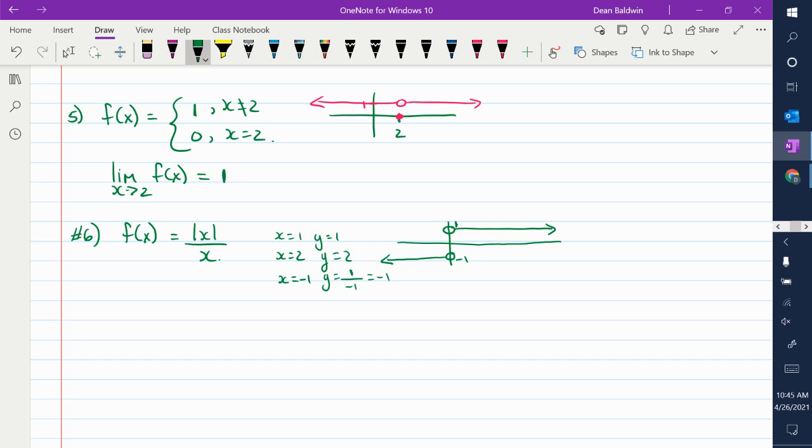So, if I said, what is the limit as x goes to 0 of this function? What would you say? What's the answer? If I come this way, what number am I getting closer to? 1. If I come this way, what number am I getting closer to? Negative 1. So if you approach different numbers from the left and the right, the limit does not exist. That is your answer. D and E does not exist.